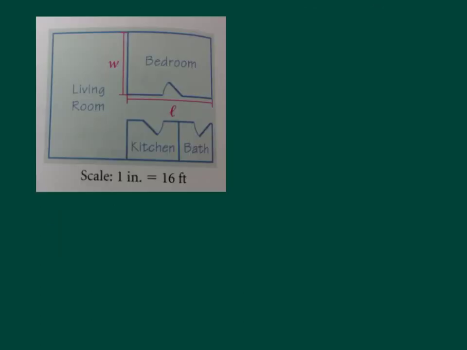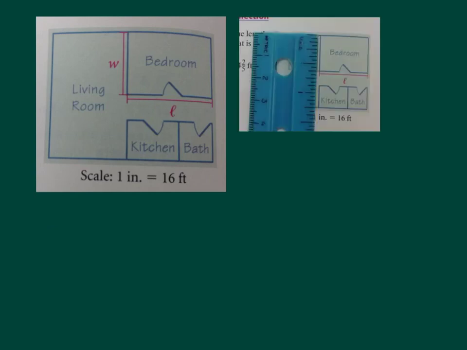Quick check number 4 asks us to get the actual width of the bedroom, the width, W. So first we're going to have to measure that on a ruler to get the width of the scale drawing of the width of the bedroom on the floor plan. As you can see, the width of the bedroom is 5/8 of an inch. So we have to figure out how much 5/8 of an inch is in feet if our scale is 1 inch equals 16 feet.